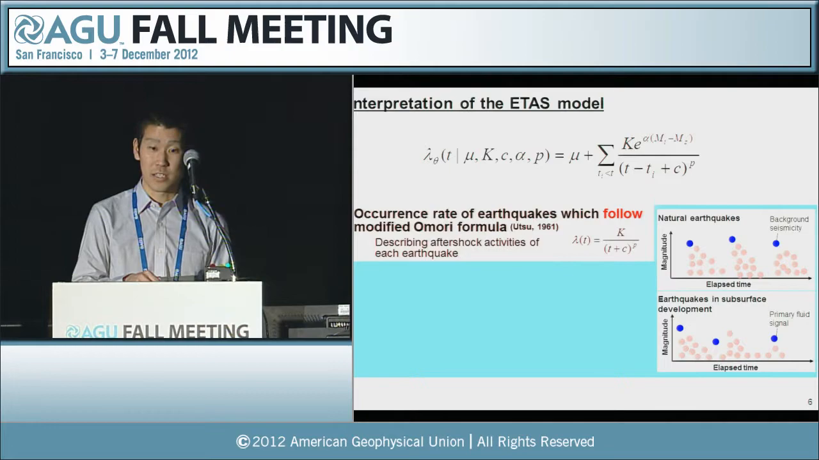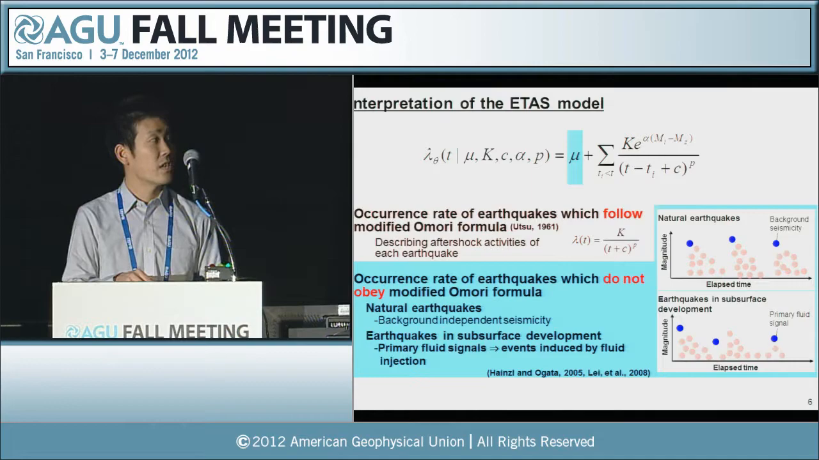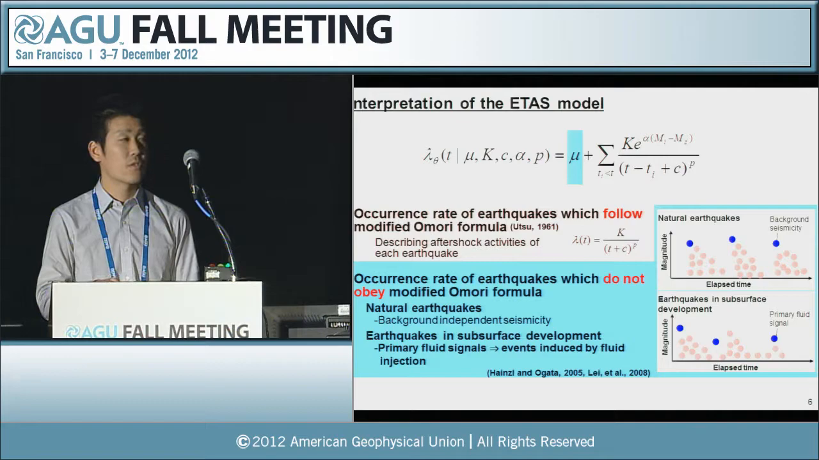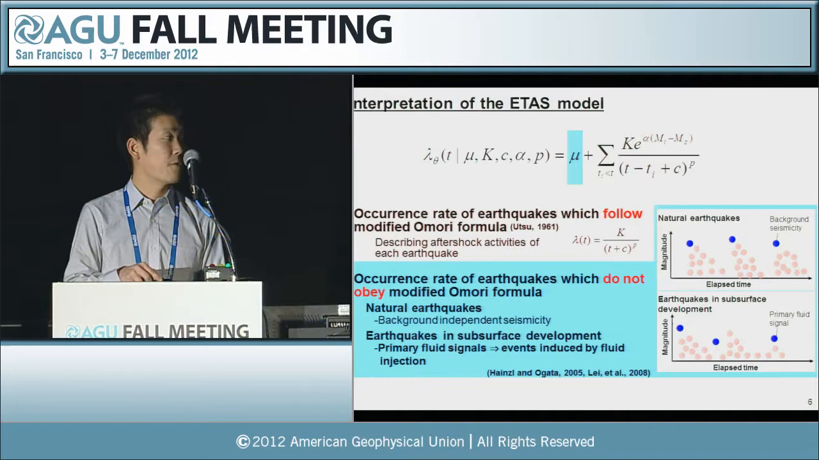The first term, mu, represents the occurrence rate of earthquakes which do not obey the modified Omori formula. For natural earthquakes, these events are considered as background independent seismicity. On the other hand, these events are considered as primary fluid signals, which have been interpreted as events induced by fluid injection in the research area of induced seismicity.